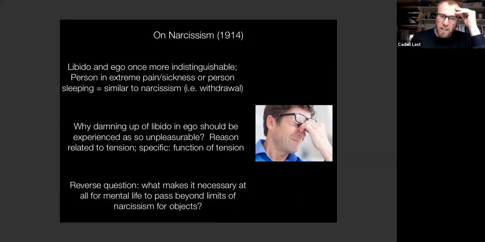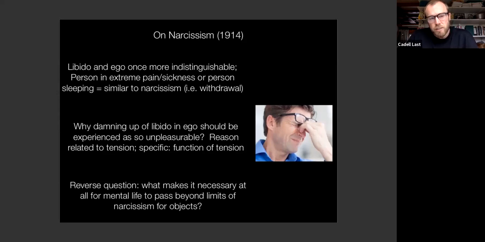He makes very interesting claims that the person in a narcissistic state is similar to a person in either extreme pain or sickness, or a sleeping person. He actually describes sleep as a situation of narcissism, where ego and libido are indistinguishable. He then asks the question, why is the damming up of libido, namely the failure of object libido, experienced as so unpleasurable? And he gives the answer that it's related not only to tension, but a specific function of tension, a specific struggle with the other, to use maybe Lacanian terminology.